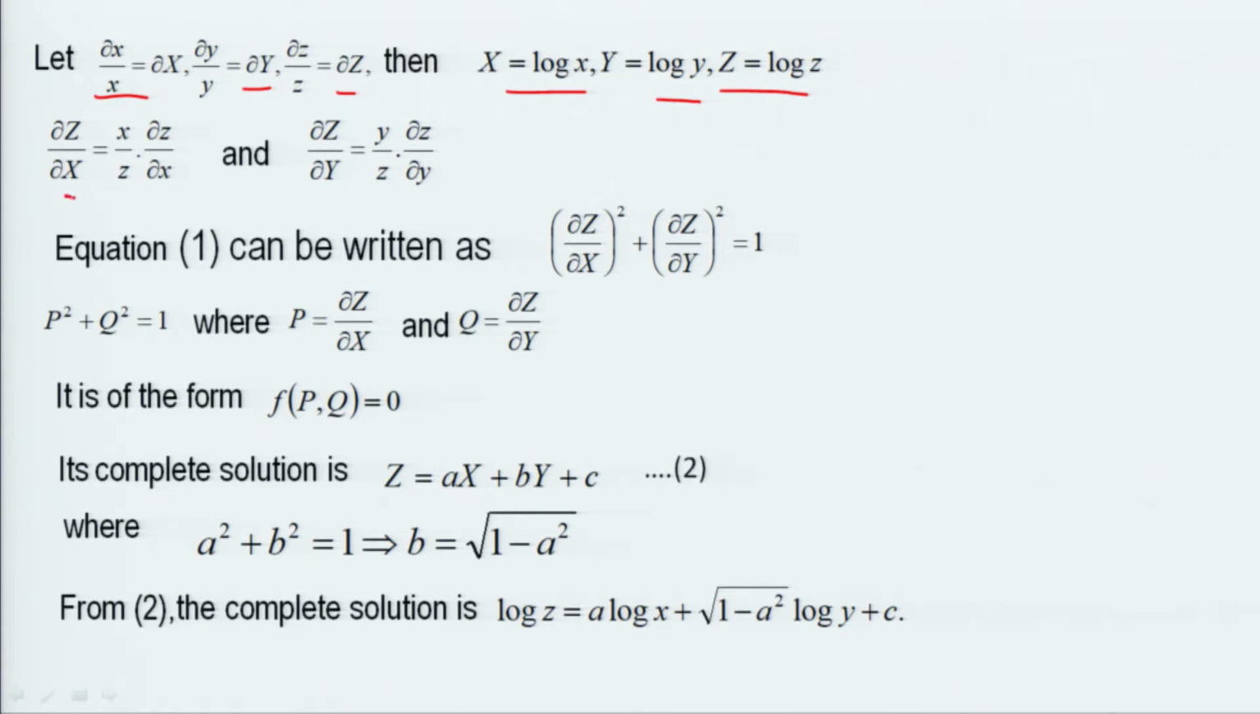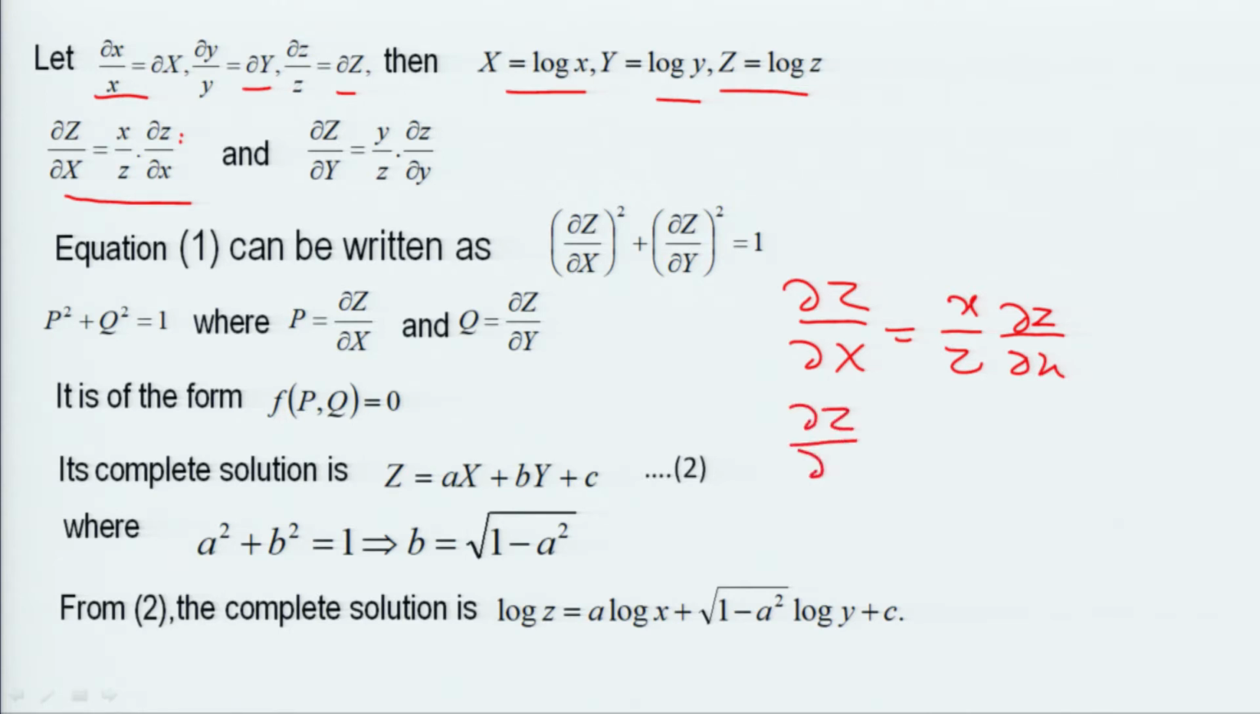And we find the equation, that is, we want the value of del z upon del x and del z upon del y. That means del z upon del x, capital X, is equal to x by z del z upon del x, and del z upon del y, here this is capital Y, this is small y upon z, is equal to del z upon del y.